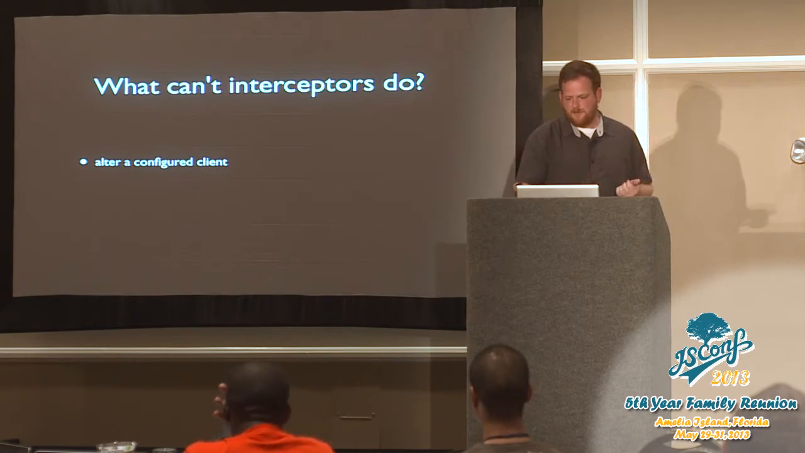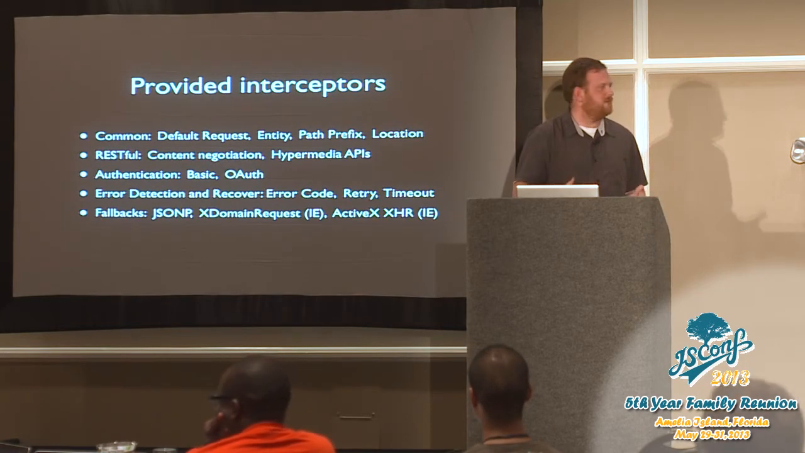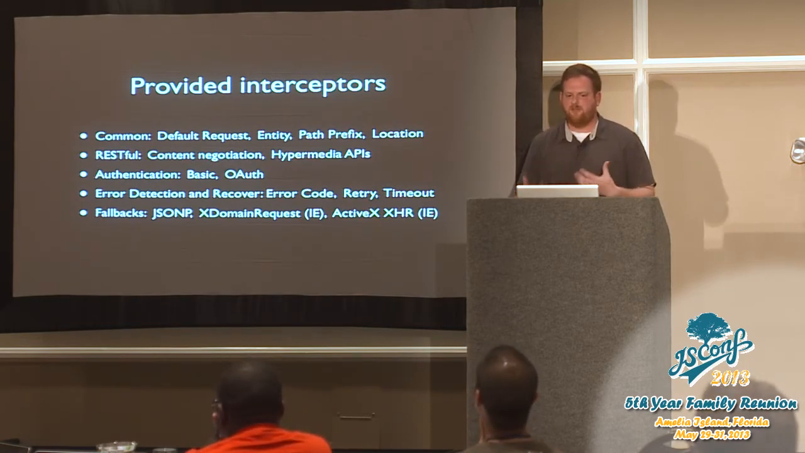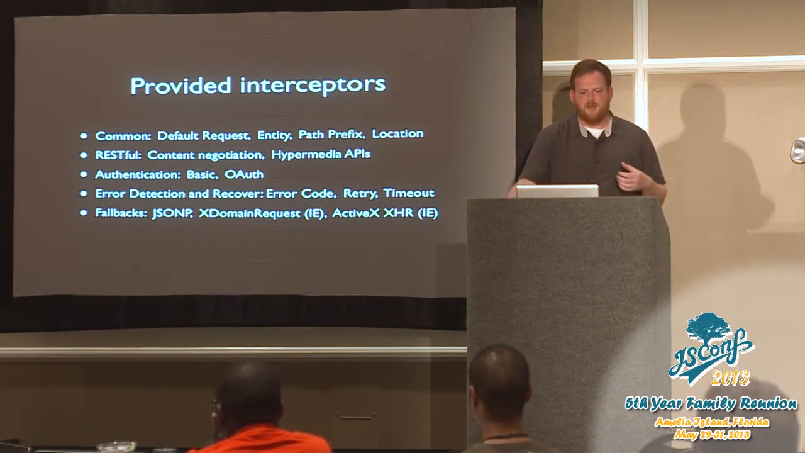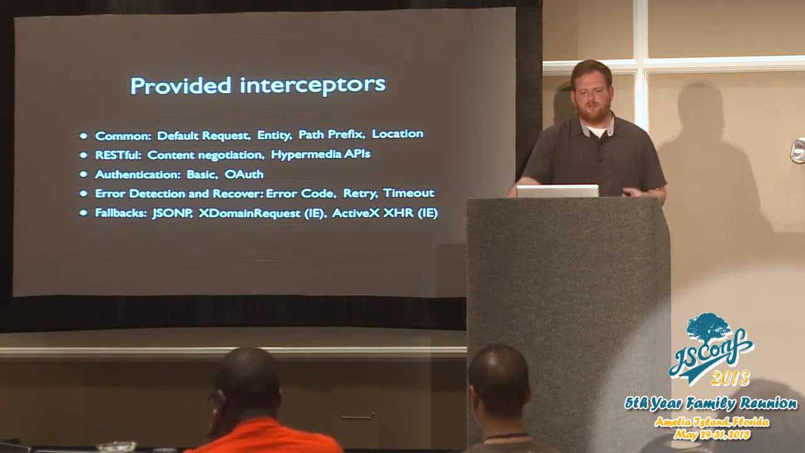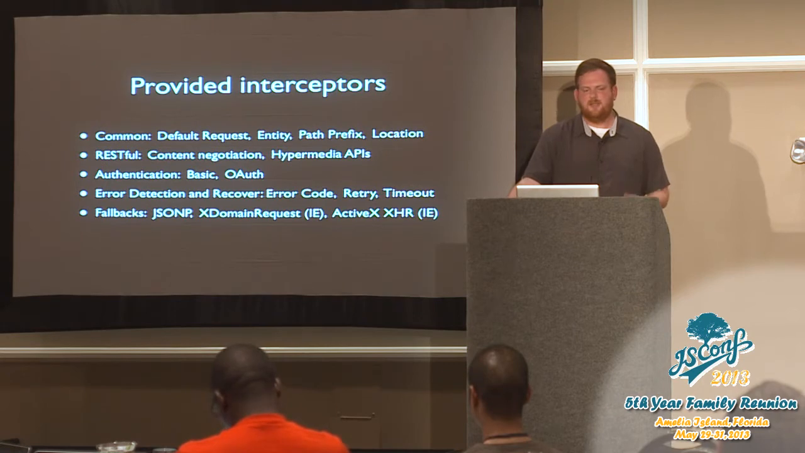So out of the box, we have several different interceptors. Some of them are just low-level basic things, like being able to default different portions of the request. Like if you always want to add certain headers to your request, you can do that. Or if you only really care about the response entity instead of the response headers and other meta information, like the status code.